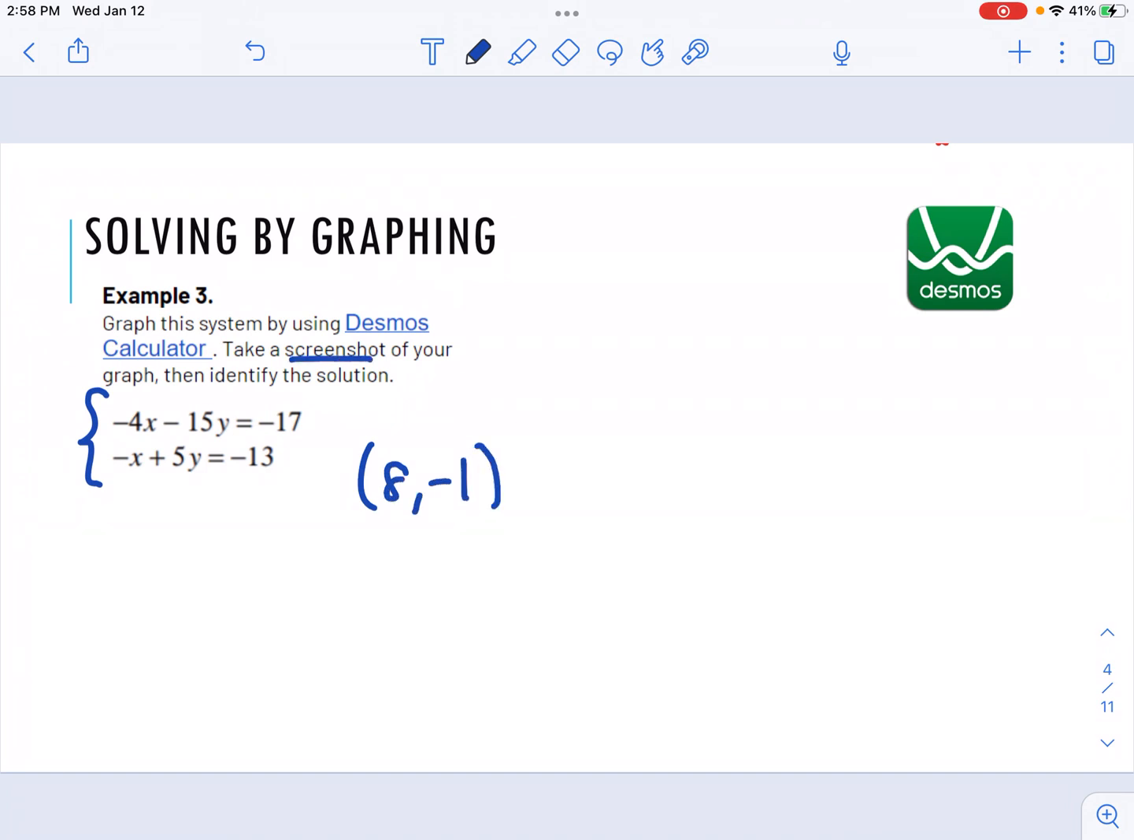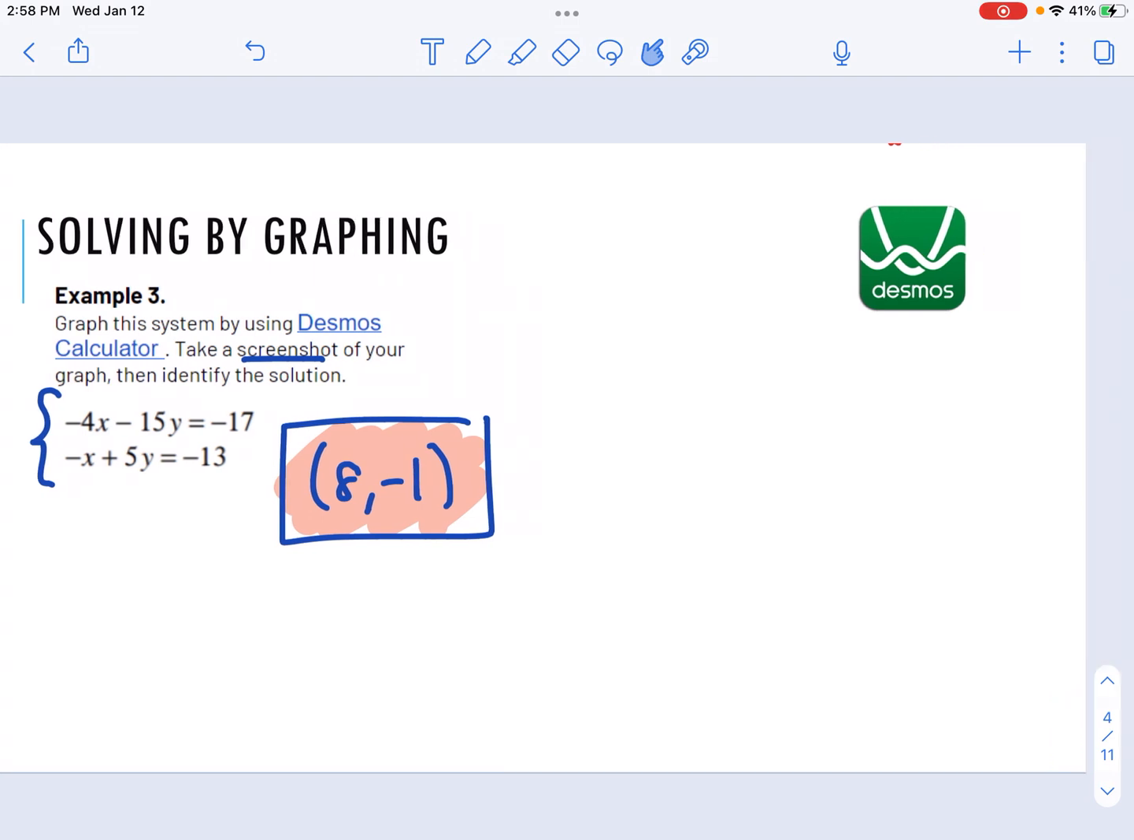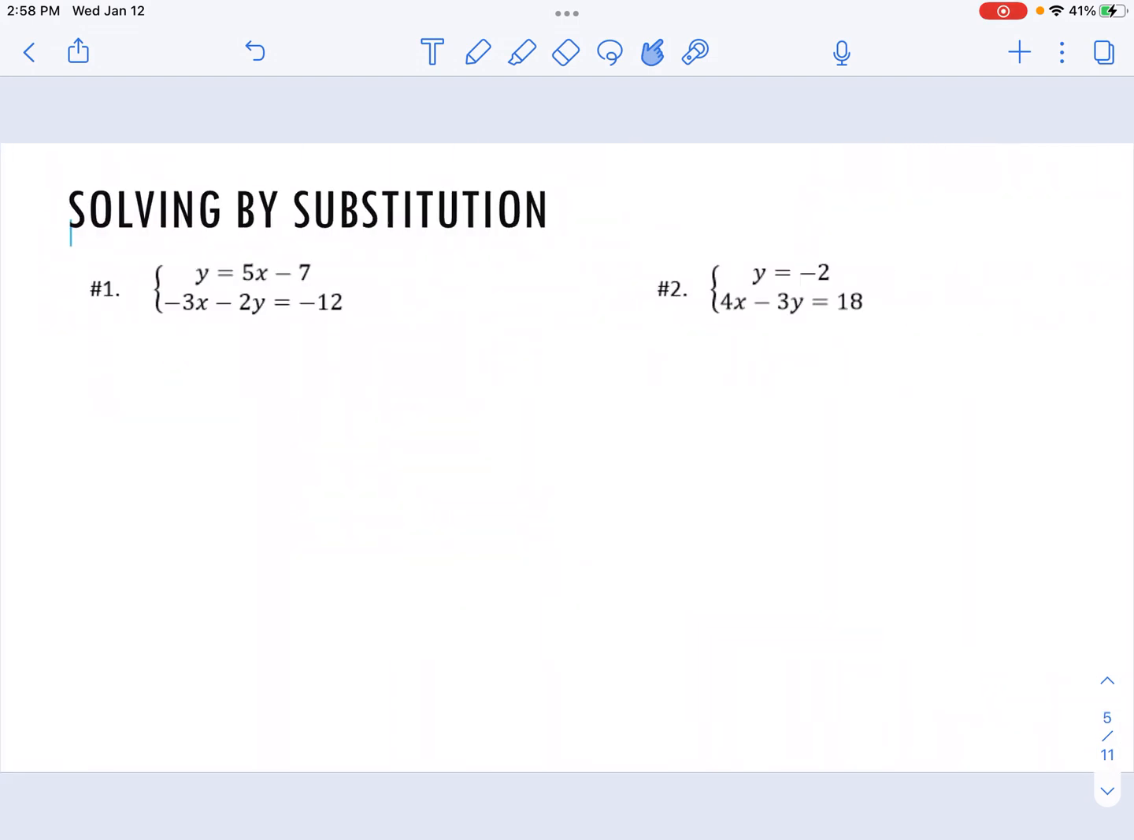Now I can't take a screenshot using my iPad, but if you're able to do that on assignments, go for it. Now once again, always check your answer. Take that time to plug in 8, negative 1 into each of the equations and see if that holds true. All right, let's move on to substitution.